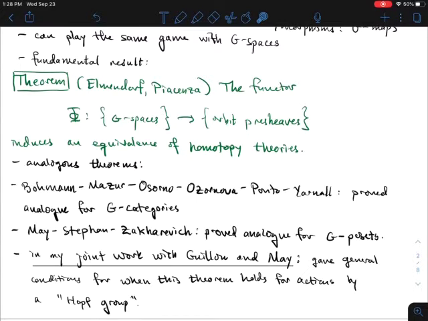Analogous theorems have been proven in other contexts. In particular, Bohmann, Mazur, Osorno, Ozornova, Ponto, and Yarnall proved the analog of the Elmendorf-Piacenza theorem for G-categories, and Merling, Stefan, and Zakharevich proved an analog for G-posets.